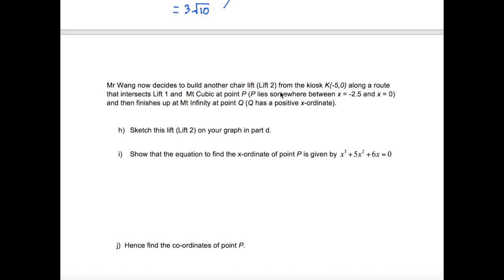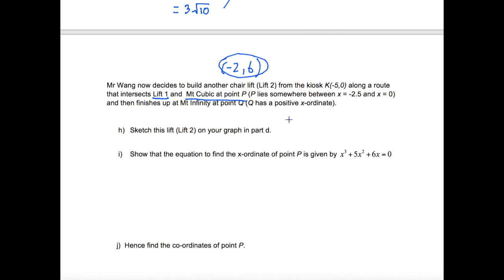To build another chairlift, lift 2 from the kiosk at k equals negative 5, 0 along a route that intersects lift 1 and Mount Cubic at the point P. Since this is all a calculator test, the intersection of lift 1 and Mount Cubic from the previous question, I'm just going to tell you, is negative 2, 6. So the line goes through the kiosk and through this point.